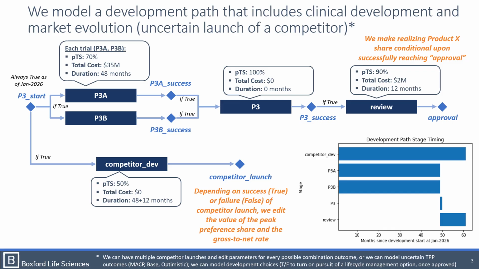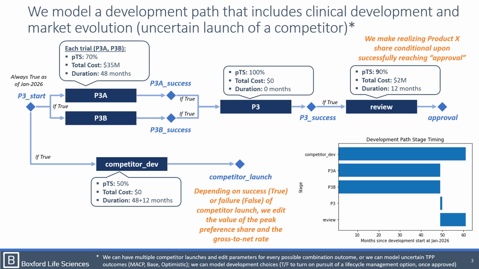To model this system in PPFC, we need to map the inputs that we have to the structures that PPFC uses, the first of which is a development path that describes clinical development and market evolution, in this case, the uncertain launch of a competitor. How these development paths work is there are graphs of stages, which are these elements in the dark blue rectangles, and the states that are the blue diamonds.